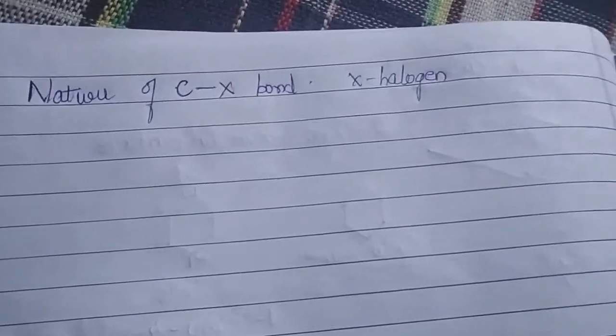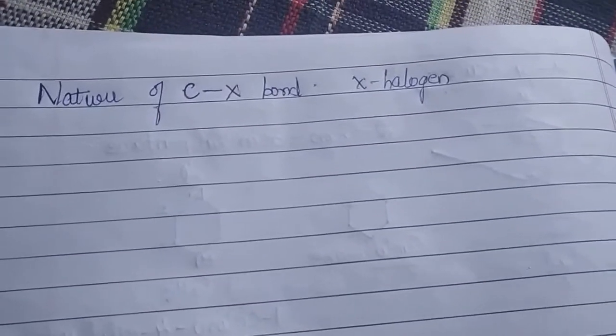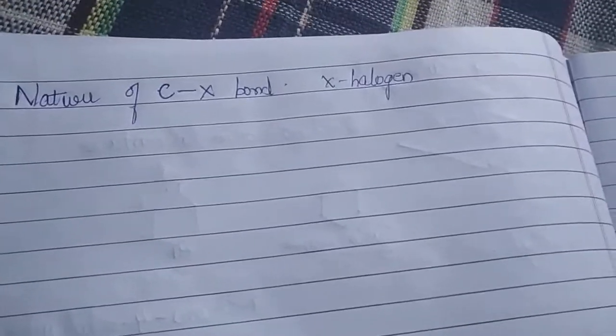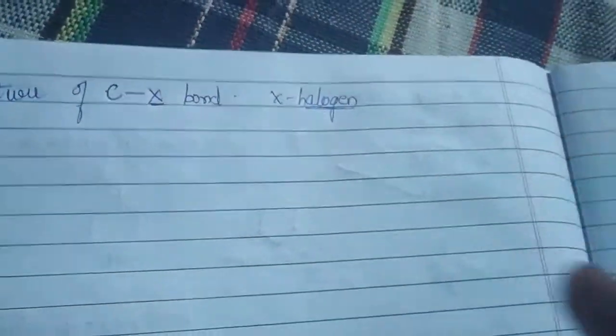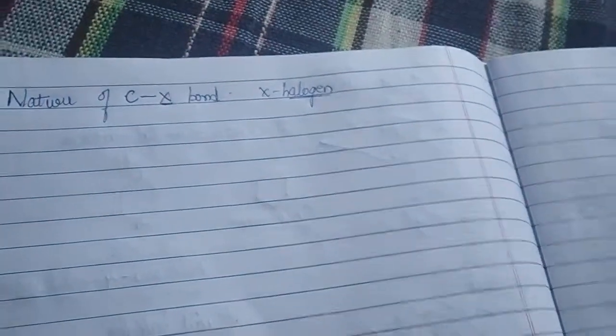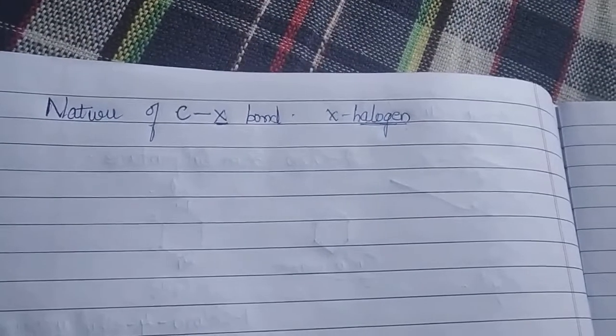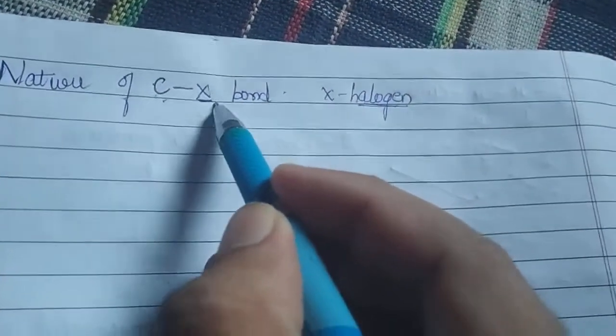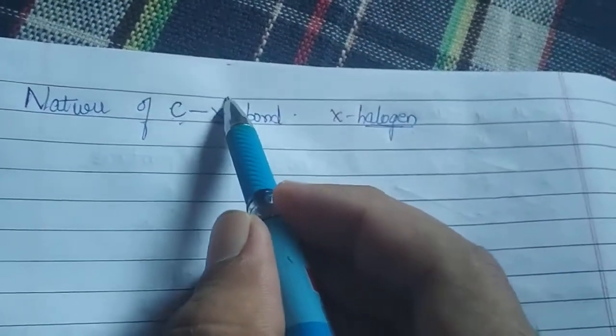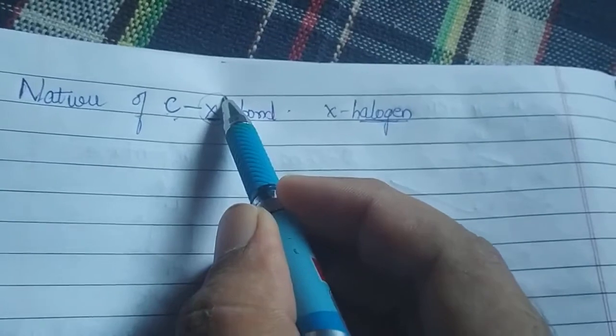So guys, in today's concept we are going to deal with the nature of the C-X bond. And of course, what we know is that here X represents your halogen. So whenever the halogen concept comes to our brain, the next concept which arises is electronegativity. The tendency to attract the shared pair of electrons towards itself is the definition of electronegativity. So when we are considering the electronegativity values of carbon and that of halogen, of course the electronegativity of halogens will be very high.